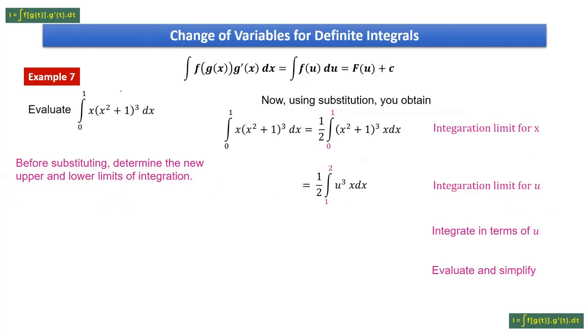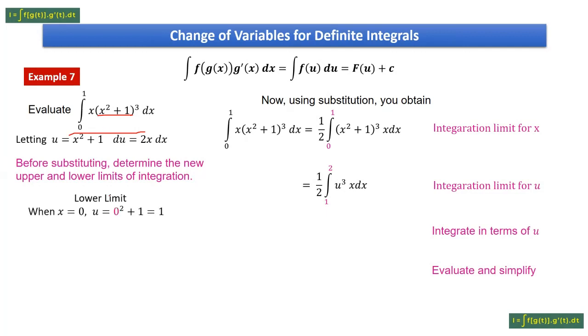Okay, example number 7. These are change of variables for definite integrals. So it's basically the same process, but we just need to evaluate the integrals within their limits. So example number 7, we have this given, and before substituting, determine the new upper and lower limits. So in this case, there is a trick. Before substituting in terms of u, we need to determine first the new limits. So this is how it goes. Let u equals x squared plus 1. This is the inner function. And du equals 2x dx.